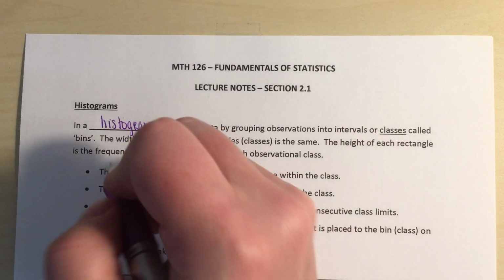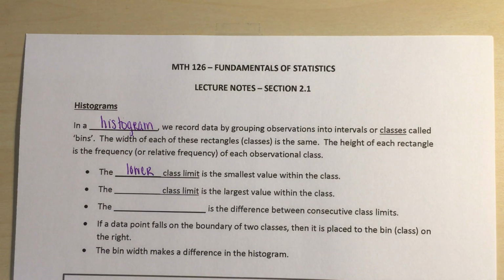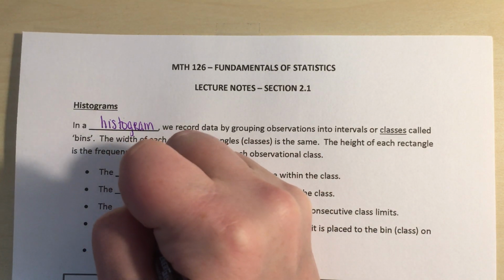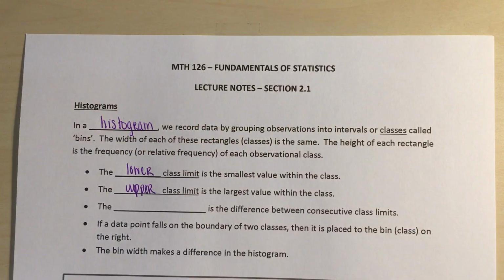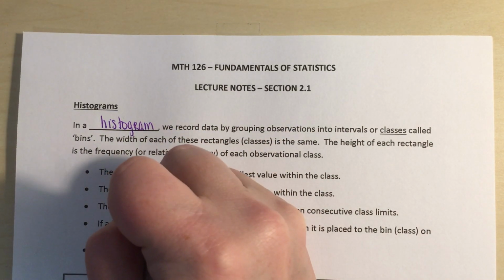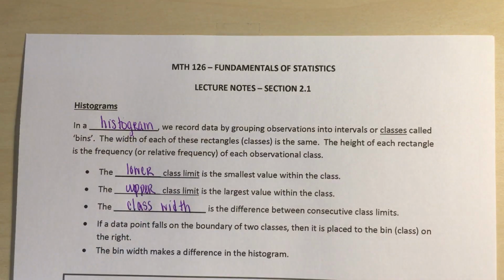Our lower class limit is the smallest value within the class. The upper class limit is the largest value within the class. The class width is the difference between consecutive class limits. That's going to tell us how wide our group or our class is.